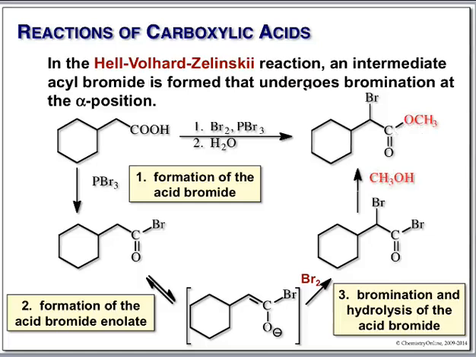The alcohol will react with the acyl bromide to make an ester. So, using Hell-Volhard-Zielinski with water as a second step, you get the acid. If for a second step you dump in alcohol instead, you get the ester. So it's kind of a cute way to do it.